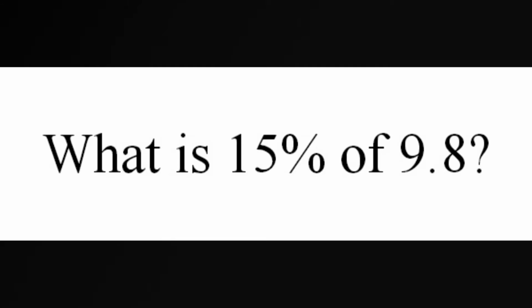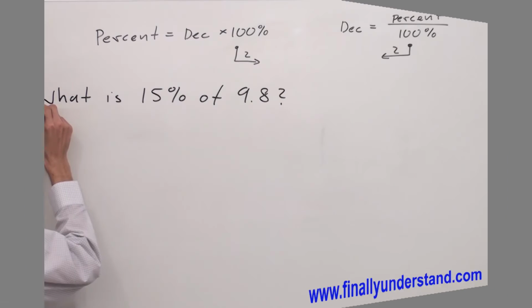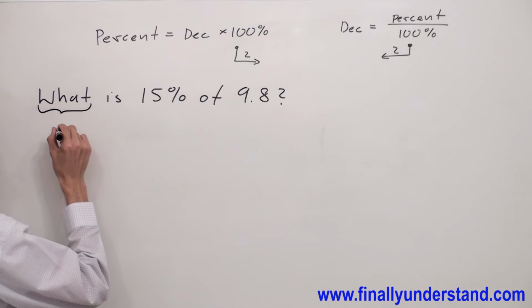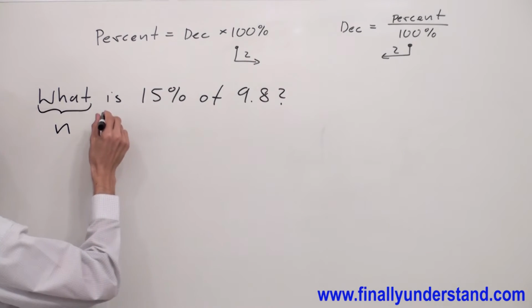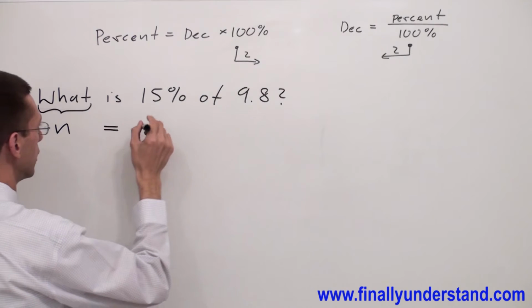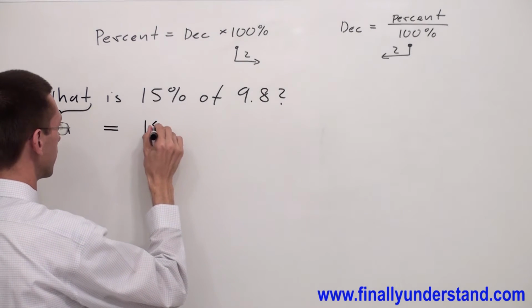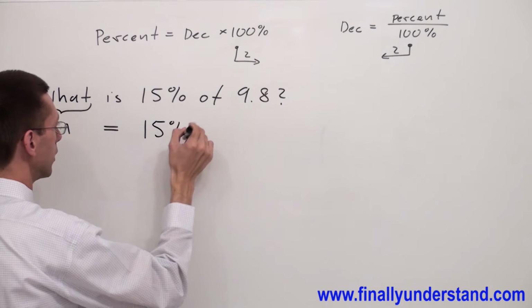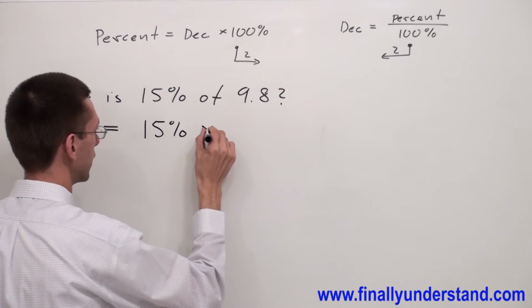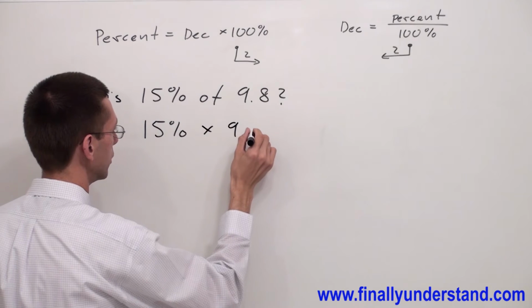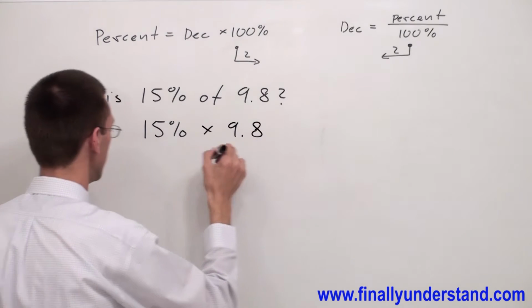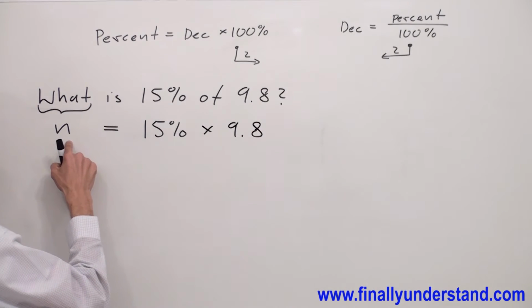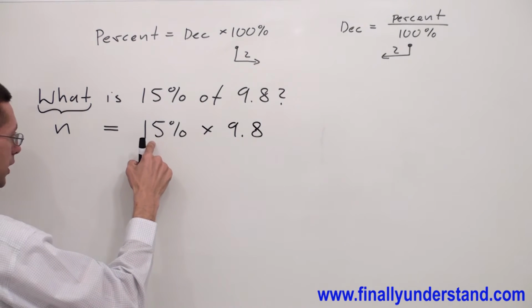What is 15% of 9.8? Again, what is my unknown? I'm going to mark this by letter N. N is equal to 15% of, and "of" stands for multiplication, and I have 9.8. Because N is by itself, I can perform multiplication.